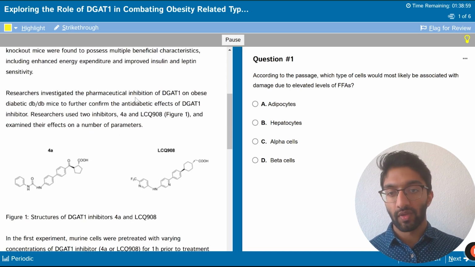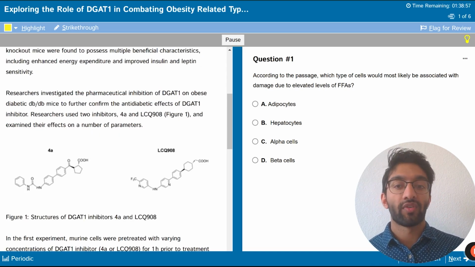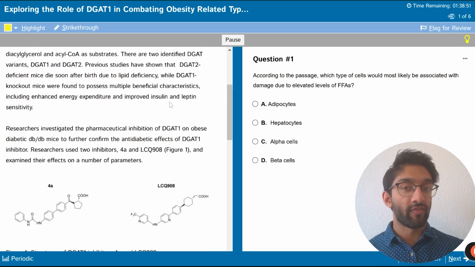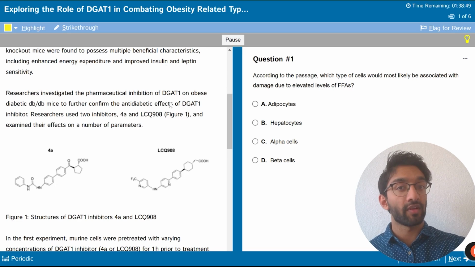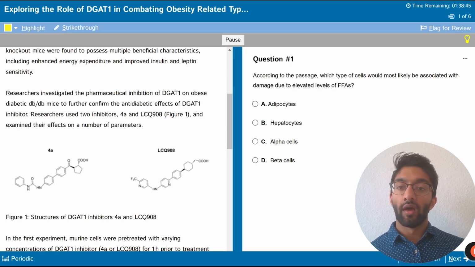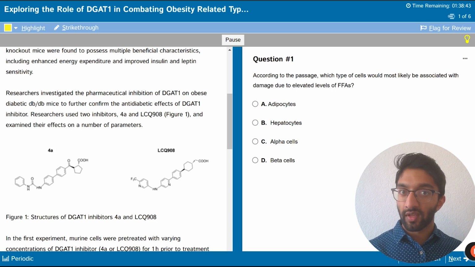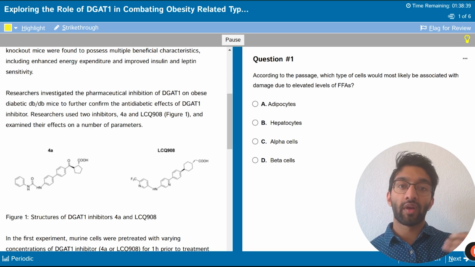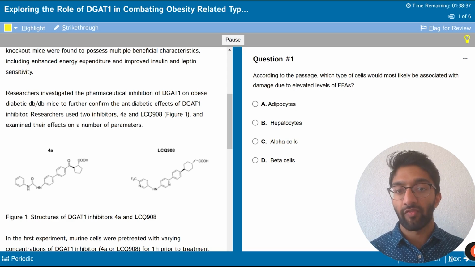Okay, so as we thought, what's going to happen if we inhibit DGAT1? It seems like DGAT1 is the one that, if we knock it out, gives a lot of beneficial characteristics. So why don't we make a drug that can inhibit DGAT1, in, let's say, obese mice first, and then obviously in patients with obesity or diabetes, and see what sort of anti-diabetic effects that could have?